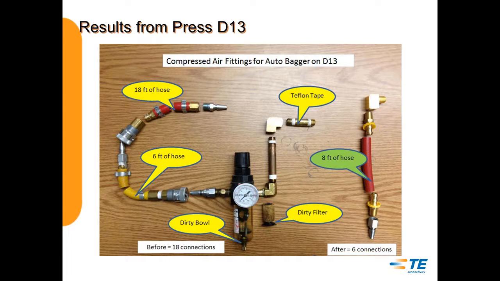That picture shows a situation where the one on the left showed 18 connections, and after we went to 6 connections and 8 foot of hose. Before we had about 24 foot of hose. So you can see the before and after and how much simpler it is and how much easier it is now to maintain those air leaks on that one particular operation.